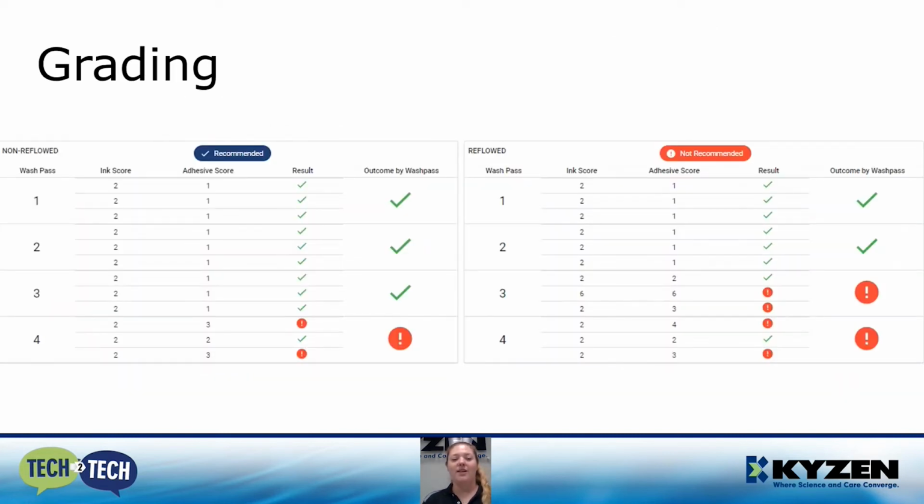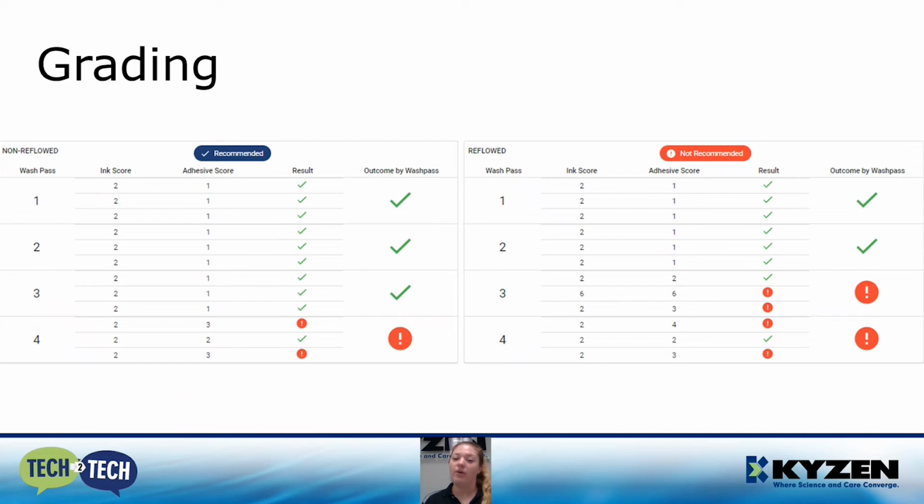So once we get into grading, this is what our software looks like when we're entering grades. You have your non-reflow condition on the left, and going through that up until the 4th wash process, you're starting to see that the adhesive is starting to peel. So that's hitting that 25% has been removed or is lifted from the surface of the board and is no longer recommended at 4 wash processes. Most processes that we see don't require 4 wash processes. So when we give a recommendation, it's based on wash pass 1 through 3. We just throw in that extra one to really see how far we can push the labels.